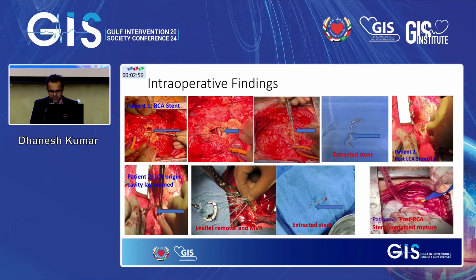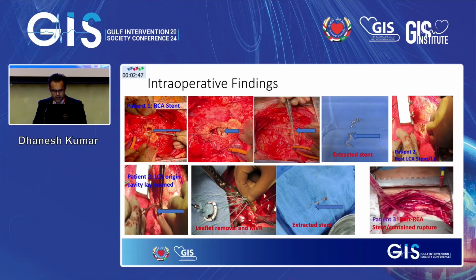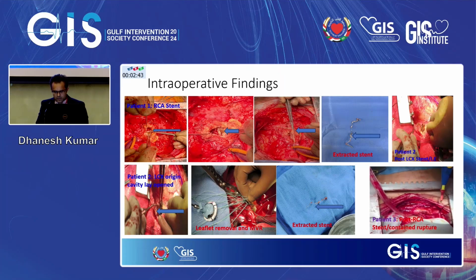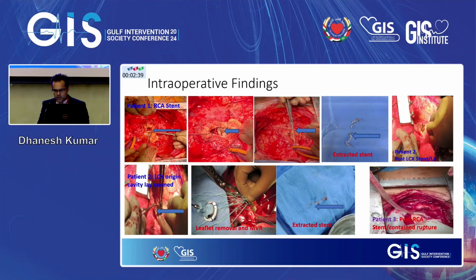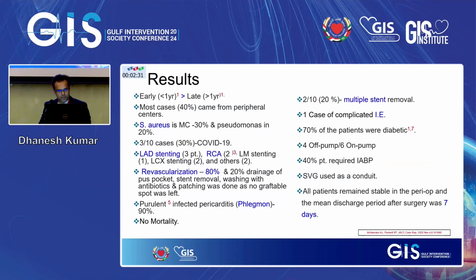Since this complication happened after the left main stenting, we had to put 3 grafts: one to the LAD, diagonal, and the LCX, that is the circumflex. This was the extracted stent, which is visible here. So this is the third patient, and there was already impending tamponade or impending pericardial effusion after the RCA stents. So we just laid open that cavity, and we sent this pus for culture sensitivity.